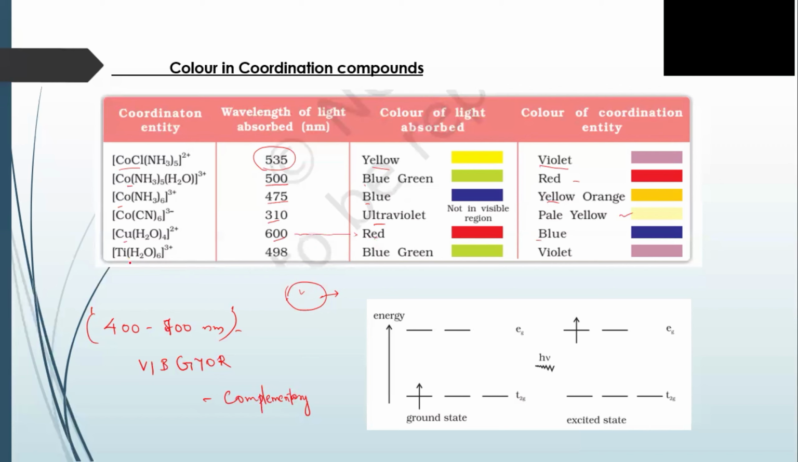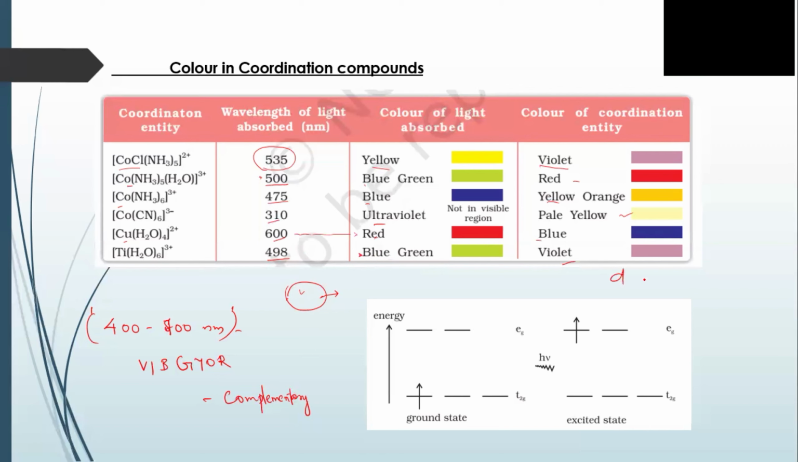And for the titanium aqua complex, the absorbed radiation is at 498 nanometer, similar to that of 500 nanometer, and the complex is violet since the radiation absorbed has a color of blue-green. So this is how the crystal field theory explains the color of complexes.